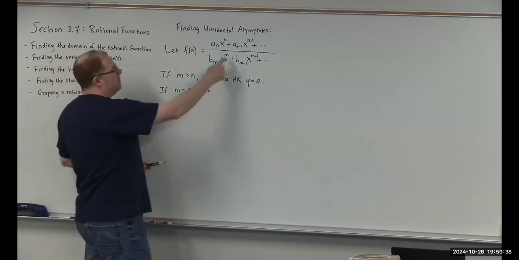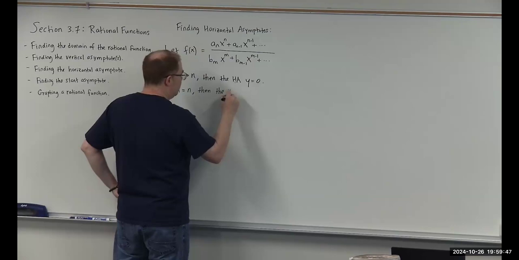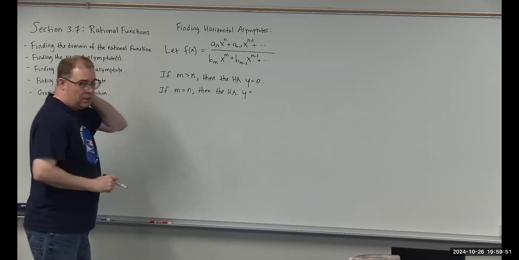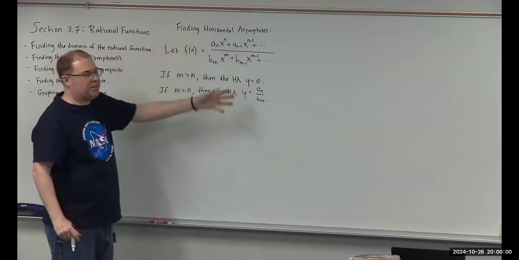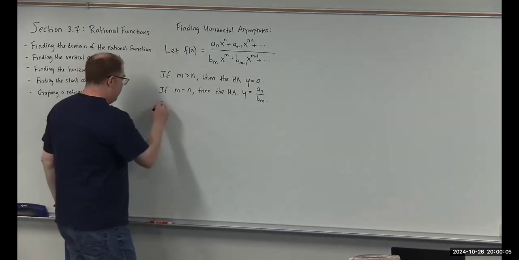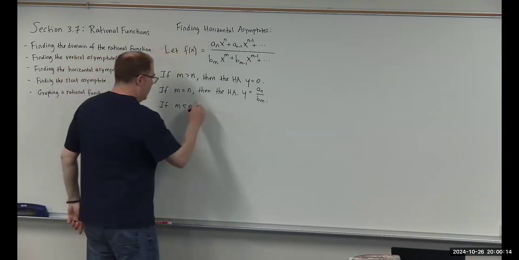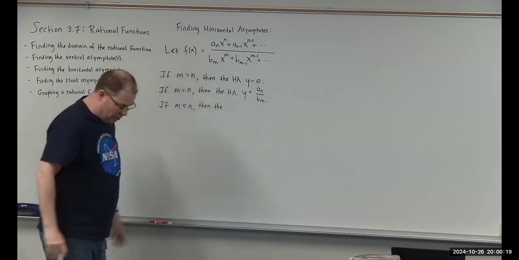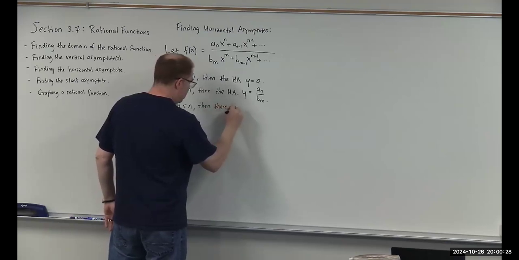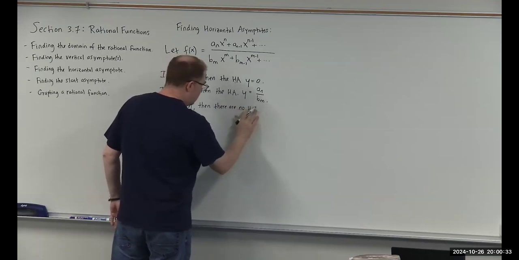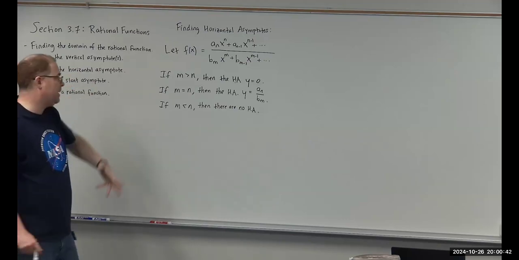If the degrees are the same, then the horizontal asymptote is going to be the ratio of the leading coefficients. So you take this value, divide by this value, simplify it, and that's going to be the horizontal asymptote. If m is smaller than n, in other words, if the degree on the bottom is less than the degree at the top, then there are no horizontal asymptotes. In that case, what we end up getting is what's called a slant or oblique asymptote.